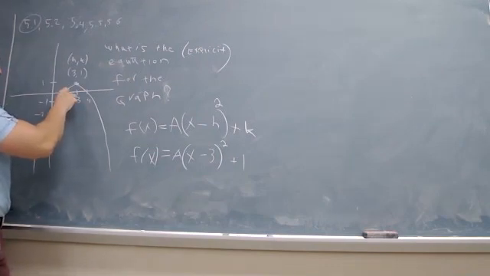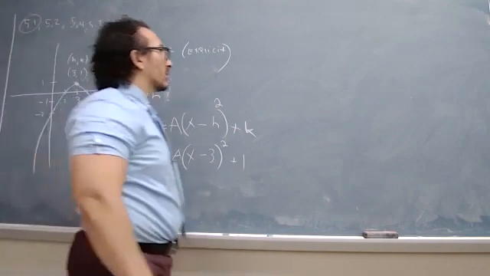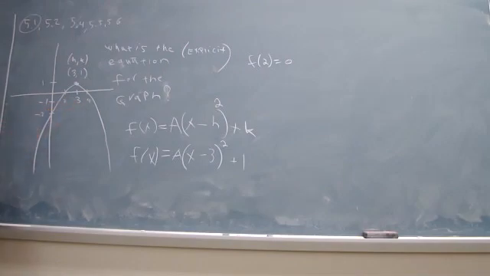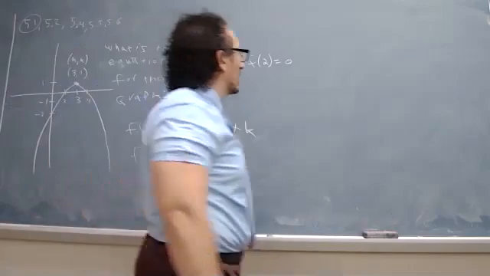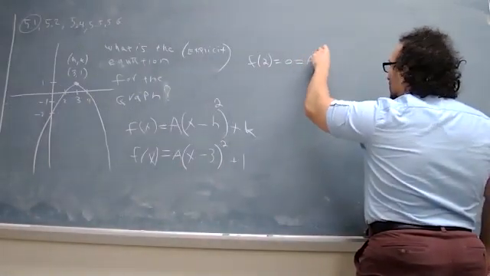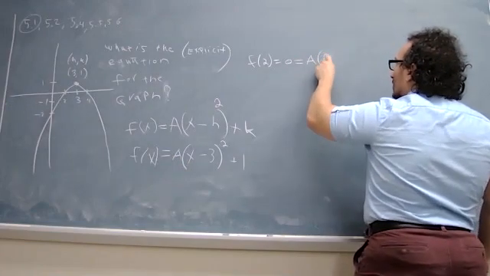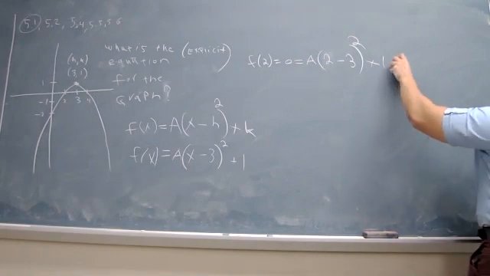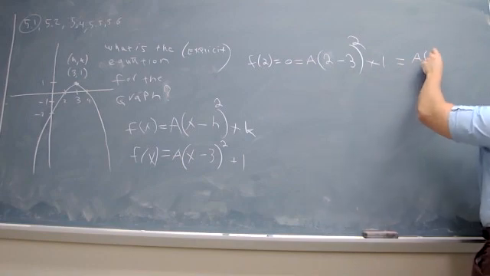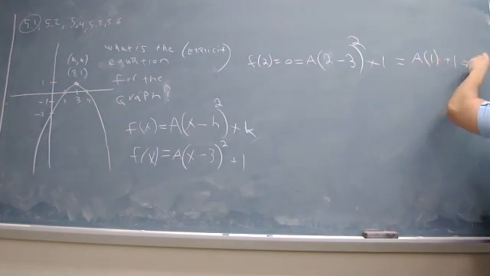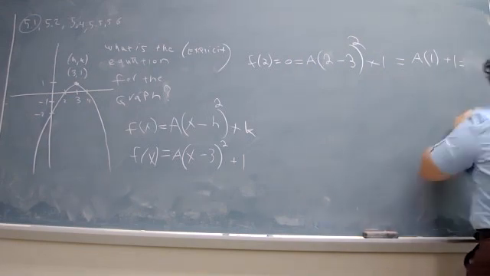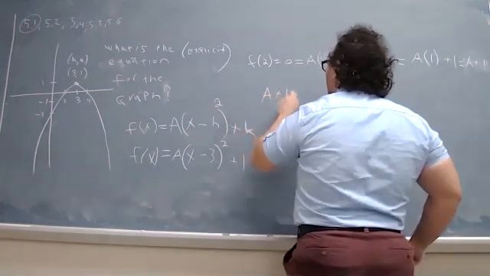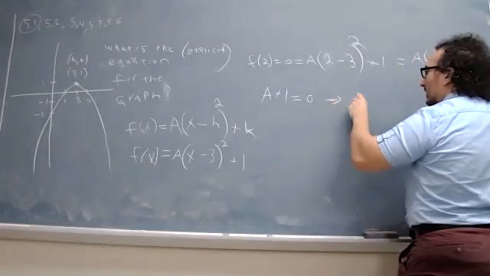Well, we can say, well, f of 2 is 0, because the function is equal to 0 at 2. I could have even said f of 4 is equal to 0. Doesn't matter. But then that means when I replace every x with a 2, I get this. But then this is equal to a times a negative 1 squared, which becomes a positive 1, plus 1. So this is a plus 1. So a plus 1 is actually equal to 0. That's what we get. So this implies that a is equal to negative 1.